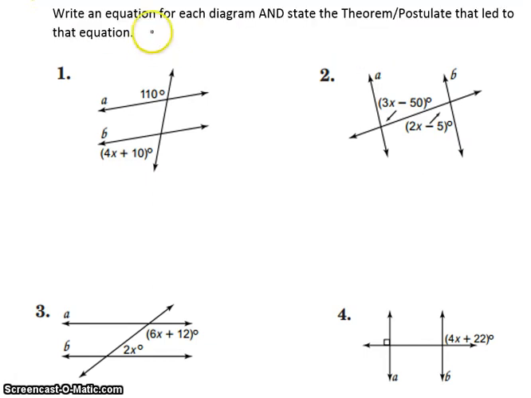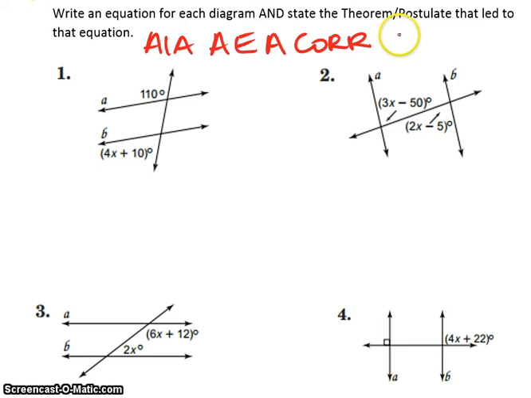So we have AIAs, AEAs, corresponding, SSIAs, linear pairs, and vertical pairs. So there are all of our special angle pairs. So we want to look at each of these and decide what pair they are, and then set up the equation, but we don't need to solve them, even though I know that's what you'll be doing in your homework and stuff.